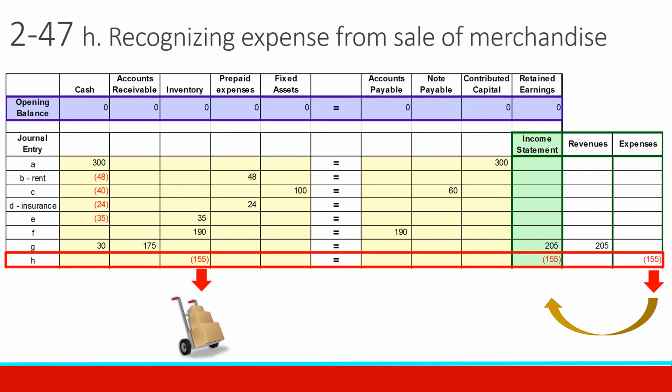What's going to happen at the end of the time period is we're going to engage in a closing process and transfer that $155,000 in expenses from expenses into retained earnings, where I've highlighted it in the section called the income statement. What you can now see in the retained earnings column is we started with no retained earnings. We earned $205,000 in revenues from activity G. And now in activity H, we are incurring a cost of $155,000.